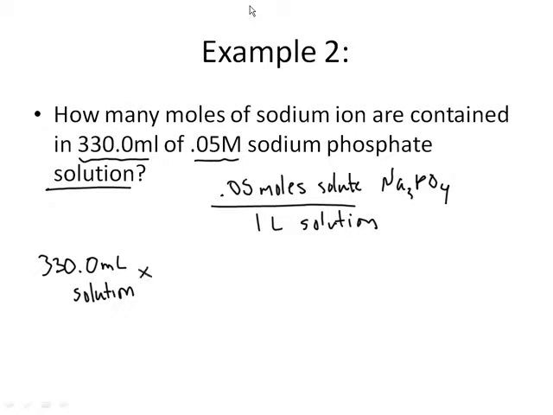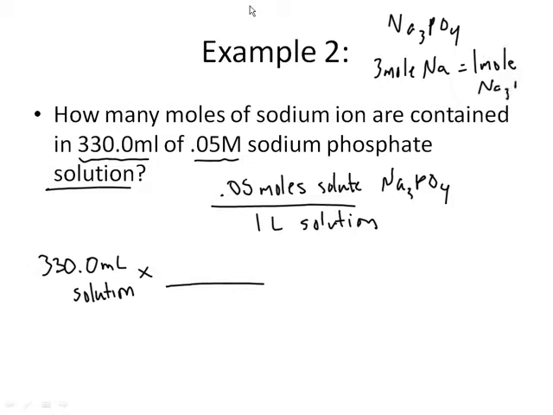I need to get to moles of sodium ion. Well, my molarity will allow me to get to moles of solute, moles of sodium phosphate. And then, if you'll recall from chapter 6, hidden in the formula Na3PO4, remember, was the unit conversion that 3 moles of sodium ion equaled 1 mole of Na3PO4. So that means if I can get to moles of sodium phosphate, then I can use that conversion to get to moles of sodium. So back down here, I'm in milliliters of solution.